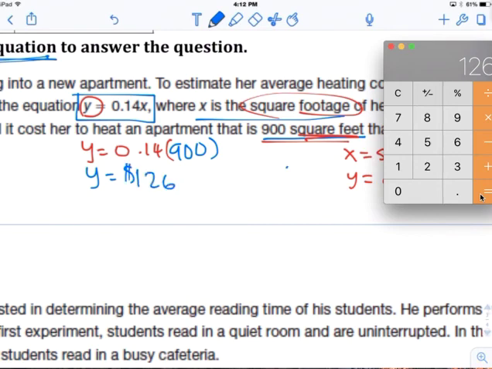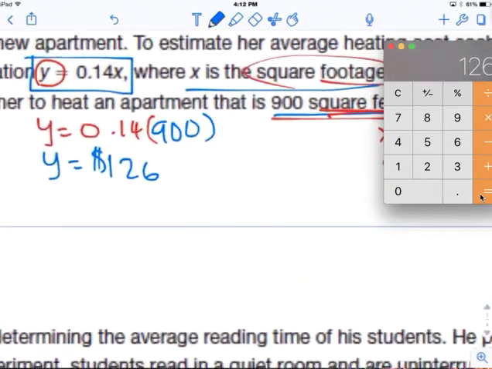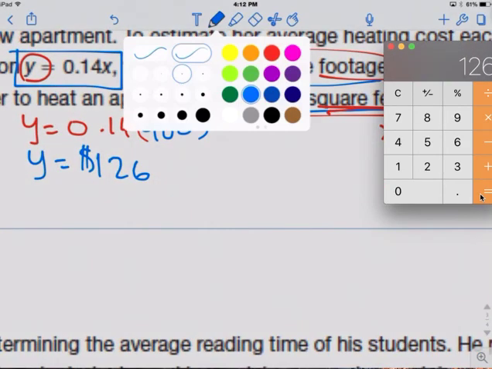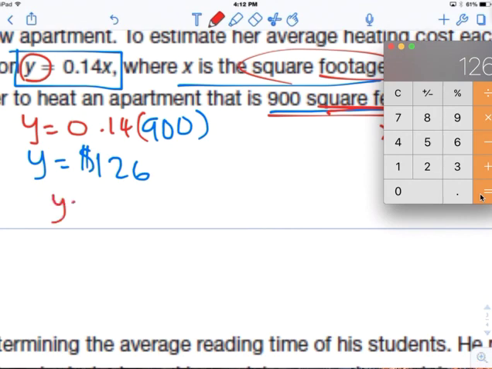Y is the cost. If it's 700 square feet, Y equals 0.14 times 700. 0.14 times 700 is $98.